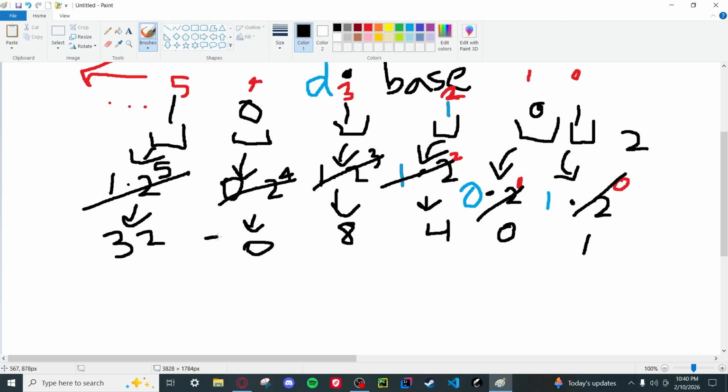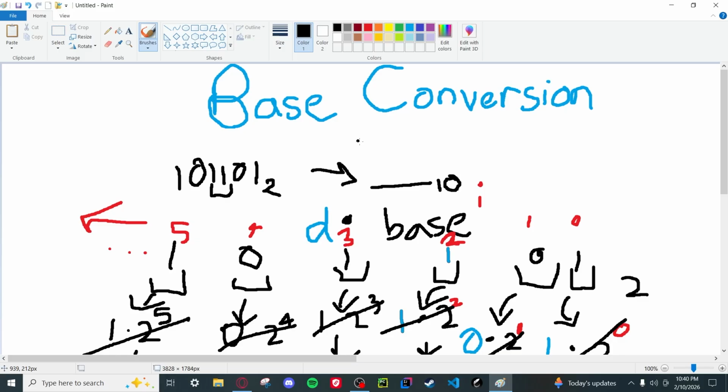The final step to convert is to simply add all these numbers up, okay? We're going to do a little bit of adding. 12 plus 32 is 46. 47 should be your number.